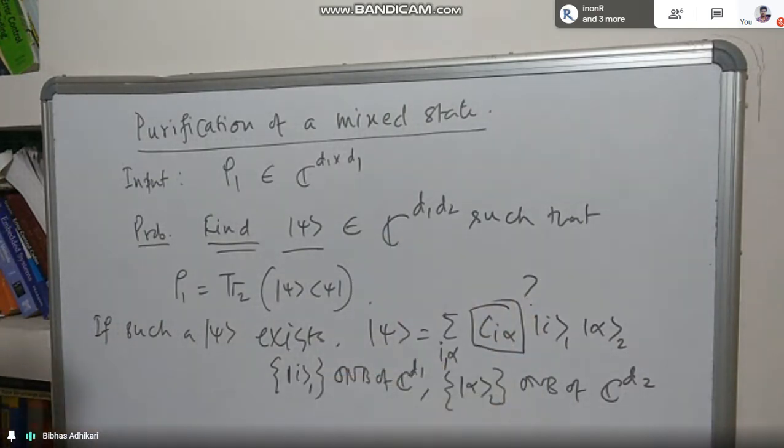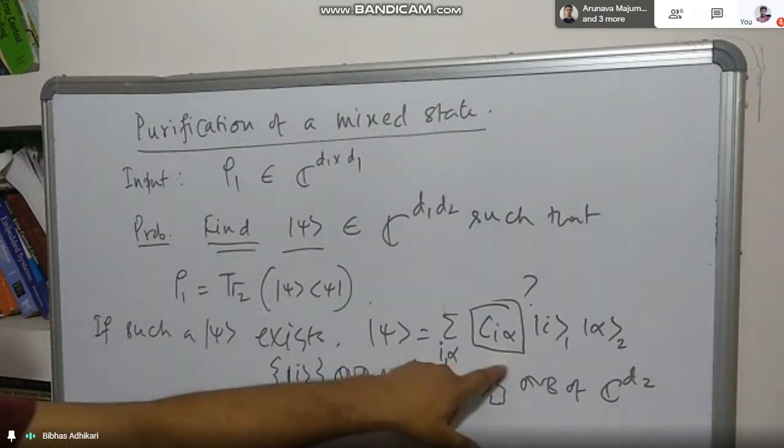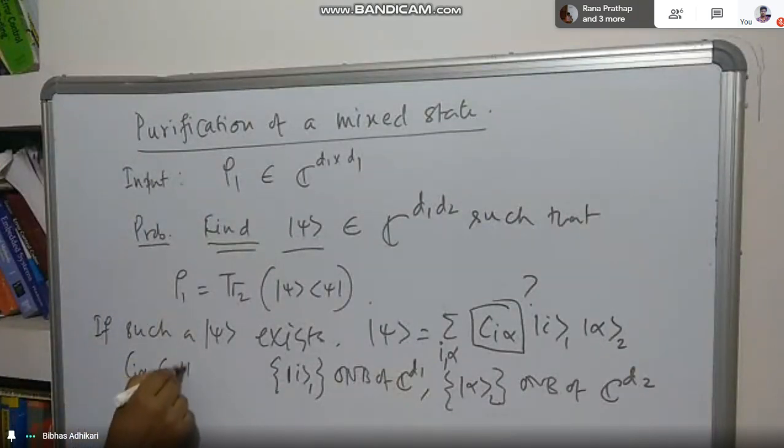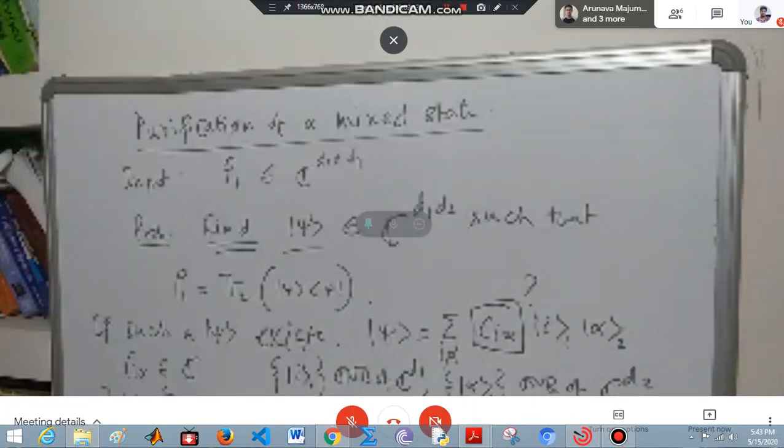If I find this, then I know what my psi is. So I need to find the c_{i alpha}, which are complex numbers corresponding to i and alpha, and of course the sum of the squared moduli of the c_{i alpha} equals 1. These are the two conditions. So I need to find c_{i alpha}.